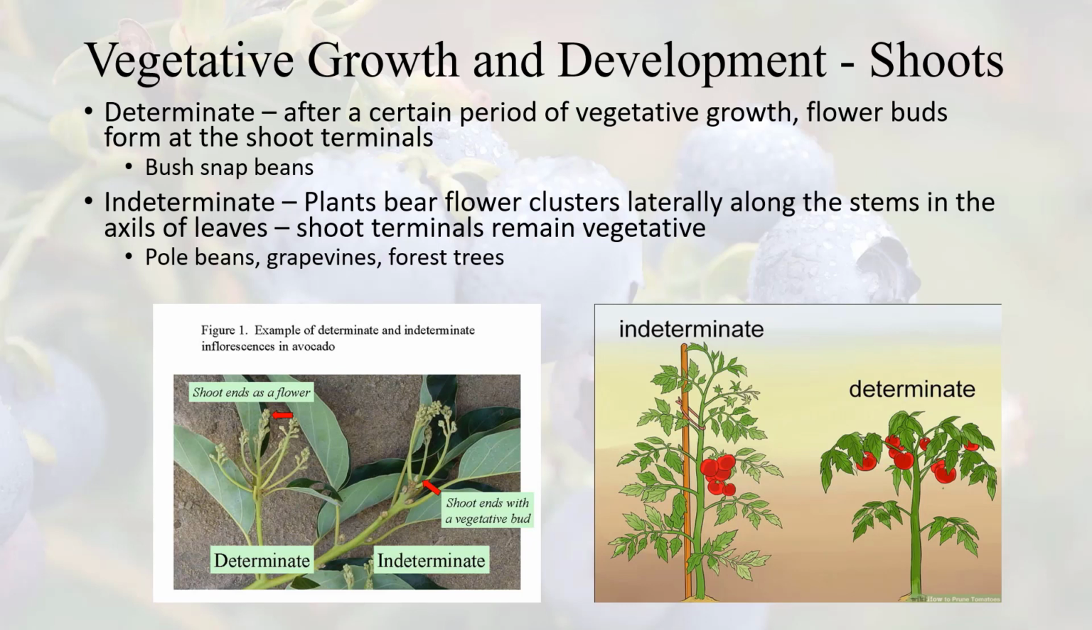Whereas indeterminate shoots will continue to grow, and there'll be branches off, or shoots or stems that branch off that become reproductive. All right, so your determinate plants, an example would be your bush snap beans. Your indeterminates would be pole beans, grapevines, trees. Tomatoes, if you've grown tomatoes, you'll see that you can get both varieties, both indeterminate and determinate. All right, so something to be aware of.